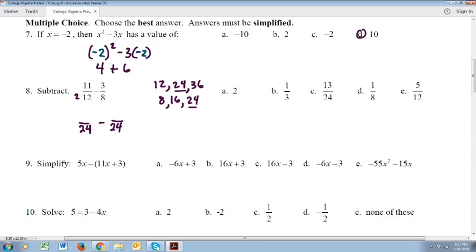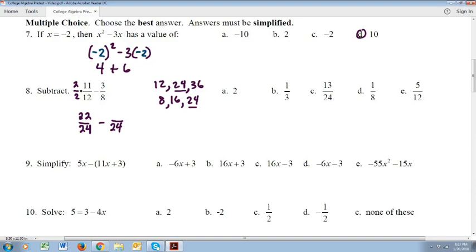So we had to multiply by 2 here to get that 12 to become a 24. So we're going to multiply the numerator by 2 and we get 22. Notice that 22 over 24 is the same as 11/12. I've just reduced by dividing the numerator and denominator by 2.